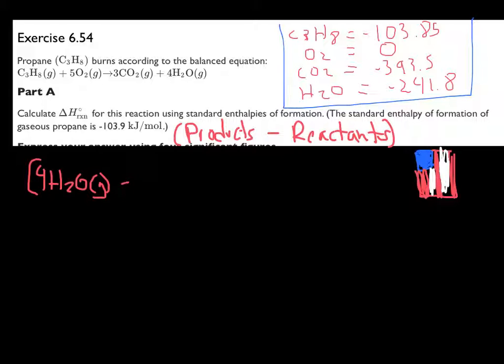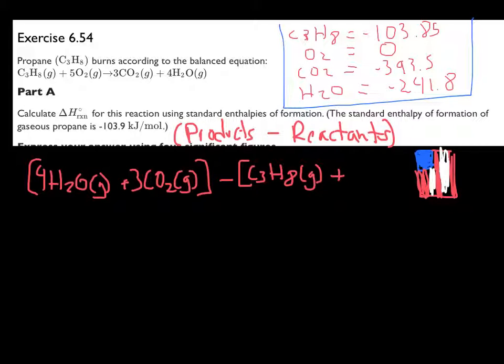Then we have products over reactants plus 3CO2 gas minus C3H8 gas plus 5O2 gas. Alright, so we have that done out.